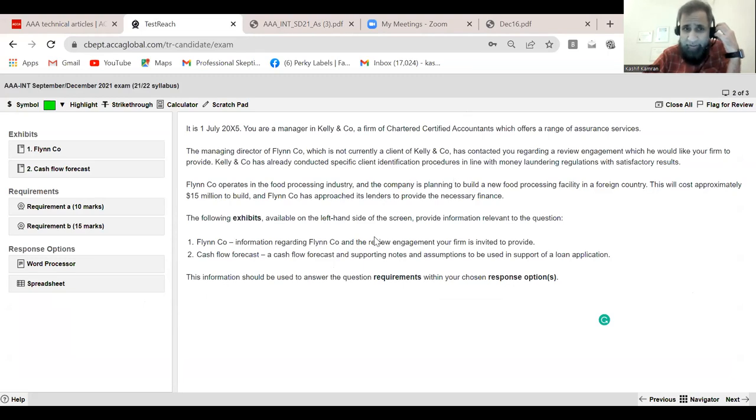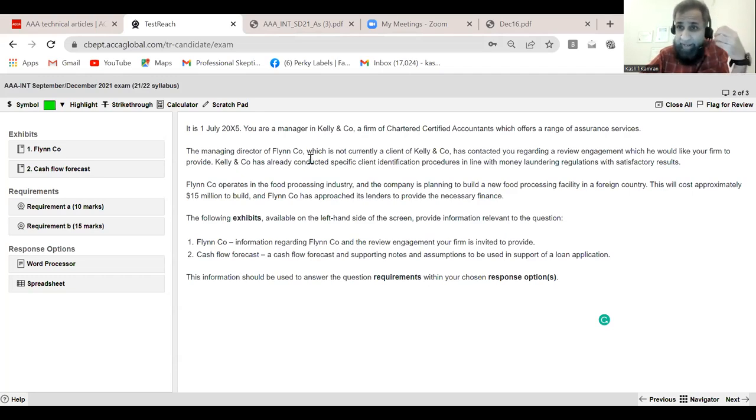I'm reading the main screen of question 2. The main screen you can see in front. It is the 1st of July. You are a manager in Kelly, a firm of chartered certified accountants, which offers a range of services. So it's quite a good firm. The managing director of Flynn Company, which is not currently a client of Kelly. So Flynn is not a client of your audit firm, right? Has contacted you regarding a review engagement, which he would like your firm to provide.